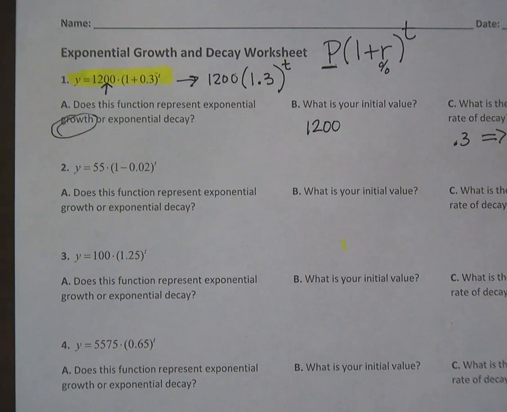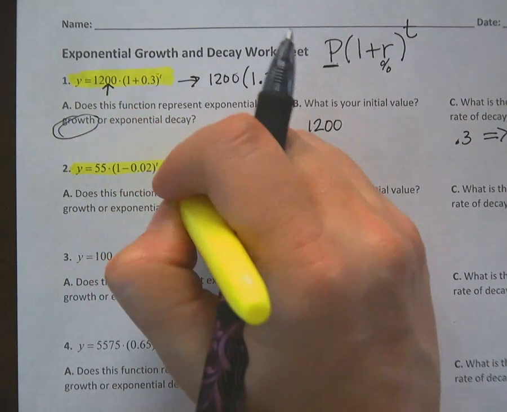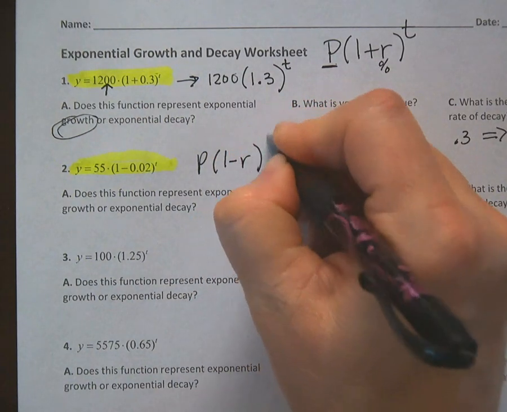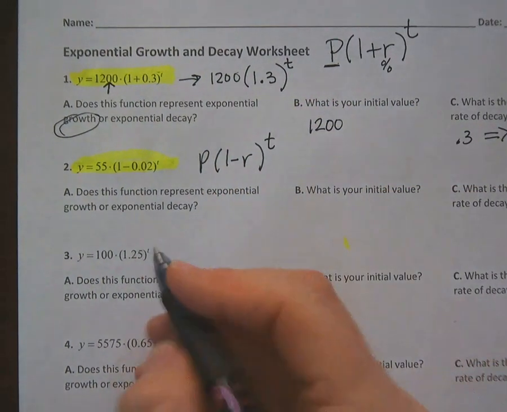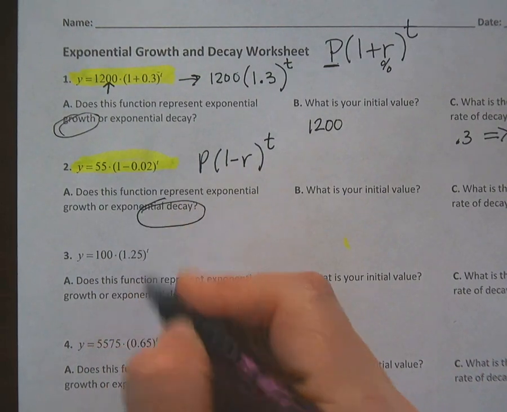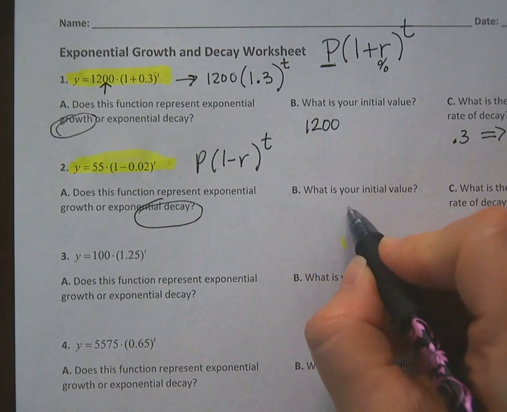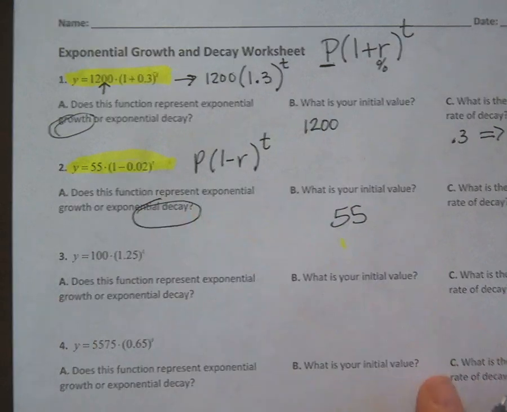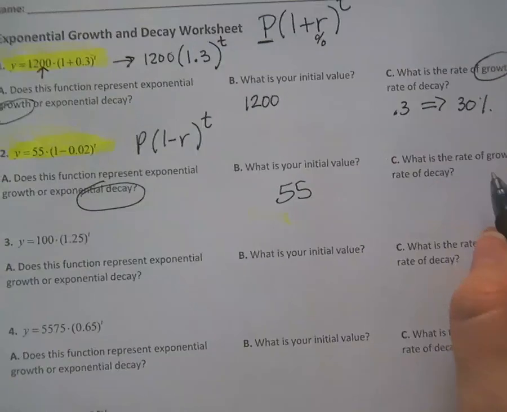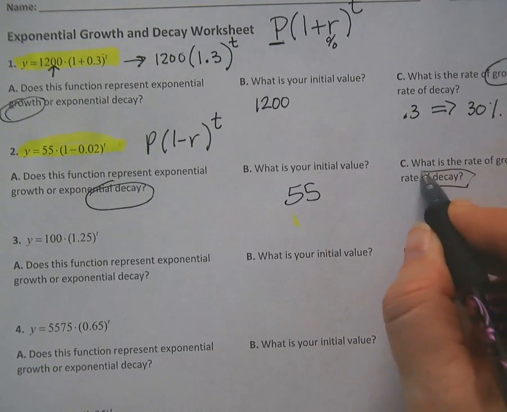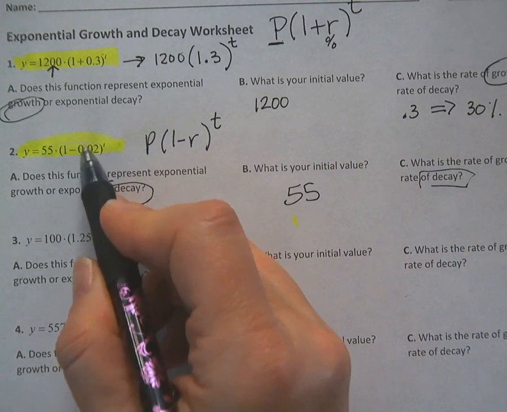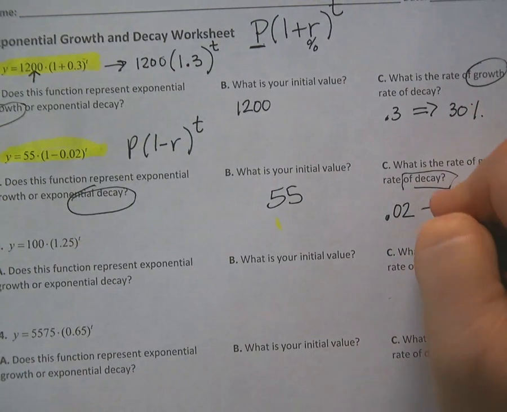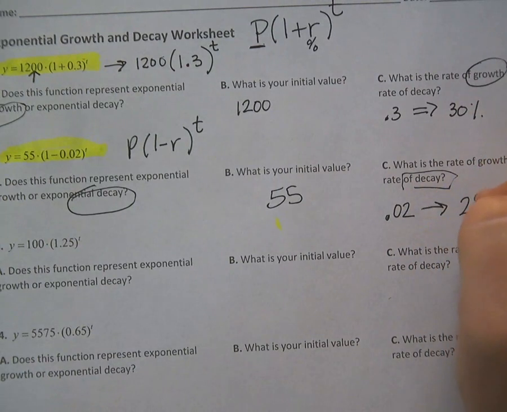The next problem, when we are subtracting from 1, that's going to be decay. So the decay formula looks like this. So this one's exponential decay. The initial value is going to be this first start value of 55. And the rate of decay, we're going to do just like we did before. We're going to look at this R value, so 0.02, and we are turning that into a percent. It's 2% decay.